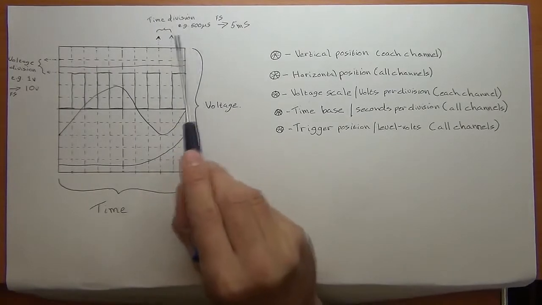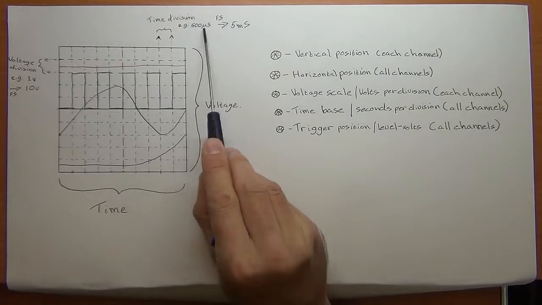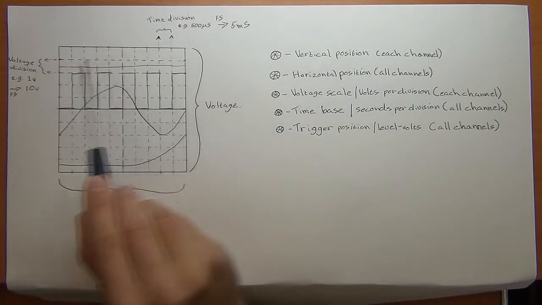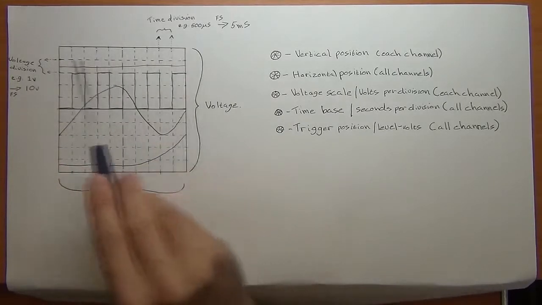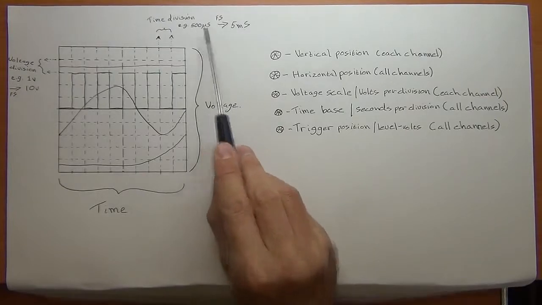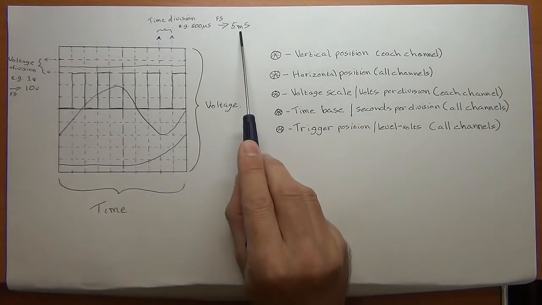Now, if you happen to have it set at 500 microseconds, then in essence your full scale reading, and when I say full scale, your whole time base that you're showing in that screen would work out to be obviously 10 times that, which would be 5 milliseconds.